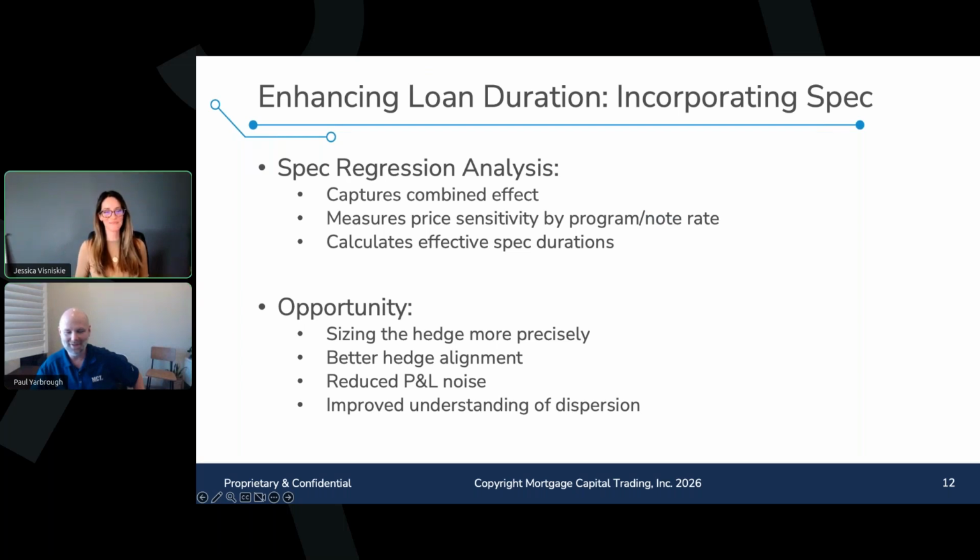Sorry about that. So just a summary: capturing the combined effect of that market move and the spec move, measuring that price sensitivity by program and note rate, and then calculating the effective spec durations. It's a summary of that spec regression analysis, highlighting the key points here: sizing the hedge more precisely, better hedge alignment, reducing that P&L noise, and a better understanding of that dispersion overall. And now for real, Paul.